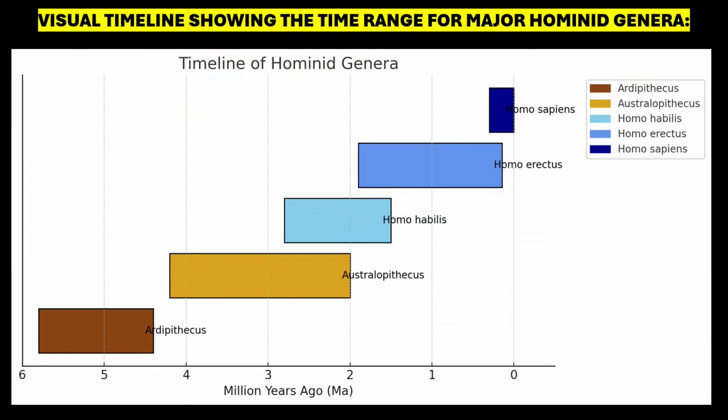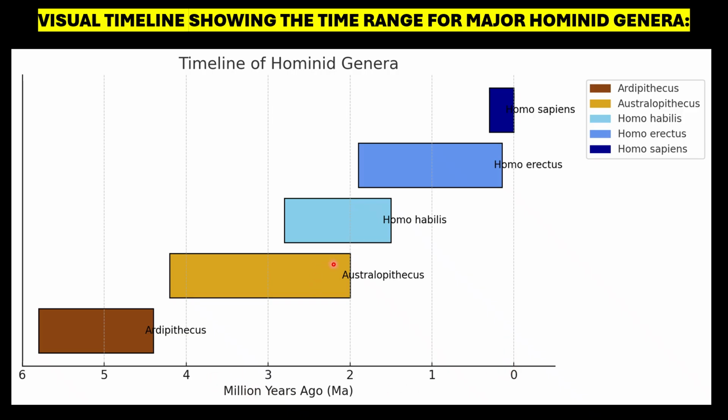So here is a chart that tried to display the visual timeline showing the time range for major hominid genera. So we have the genus Adipithecus, genus Australopithecus, genus Homo habilis, and Homo erectus and Homo sapiens. So here is where it starts, here is where it ends, meaning they appeared around this time and they went extinct around this time. And then for Australopithecus, they appeared around this time, and they disappeared around this time. Note that time flows in this direction. So as we move from 6 to 0, we come to the present era, and everything is measured in millions of years ago.